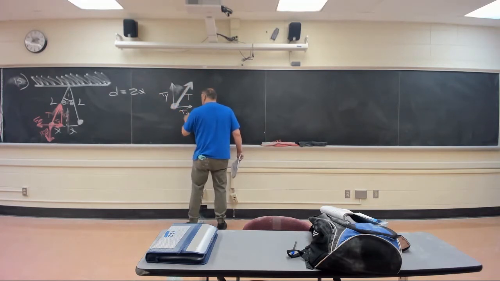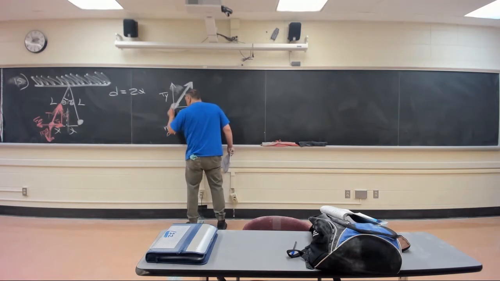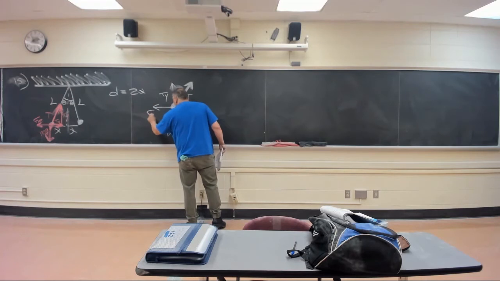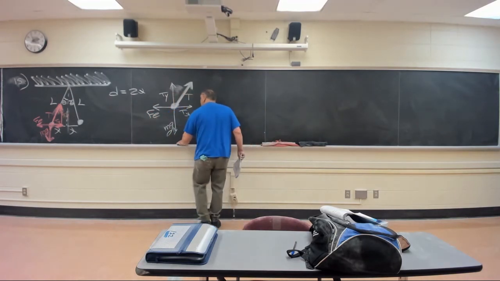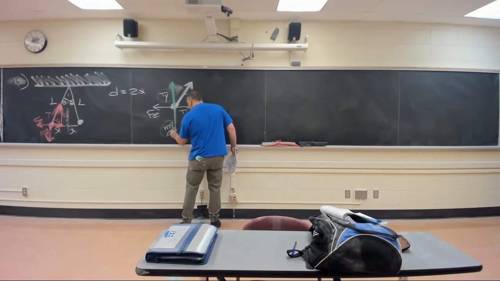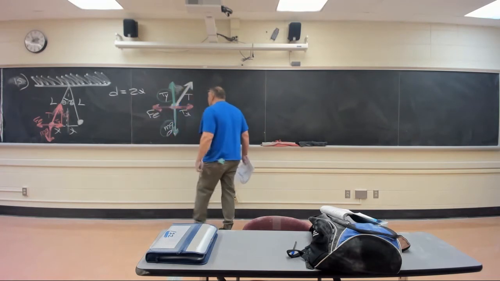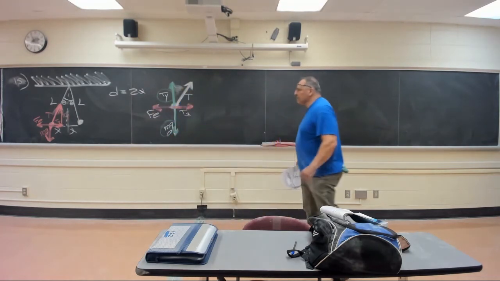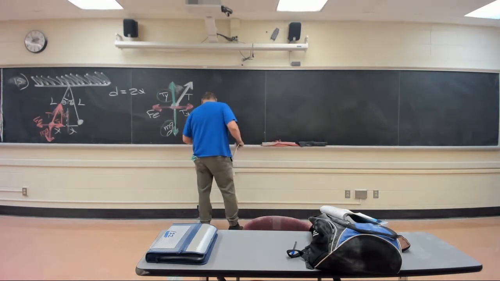This is Tx. This is mg. This is Fe. Let's get it straight. The Ty is as big as the mg. The Tx is as big as the Fe. And that's going to solve it. That's the hardest part of the problem, you guys.